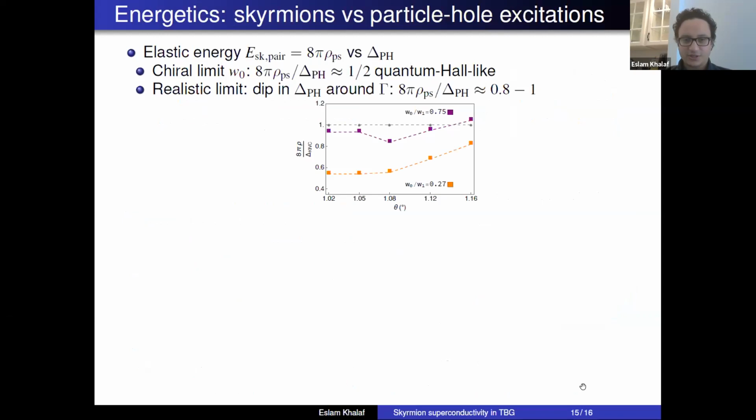At the end of my talk, I want to discuss energetics, whether these skyrmions are actually the lowest lying excitations. If we first look at the elastic energy of these skyrmions versus the particle-hole gap, and we go to the Skyrme limit, we find that the ratio of these two is close to half. So that's roughly the same as what happens in quantum Hall systems. So there, skyrmions are definitely the lowest lying excitations. Once we go to the realistic limit, this ratio is now between 0.8 and 0.9 around the magic angle. So we still expect these skyrmion excitations to be energetically favorable.